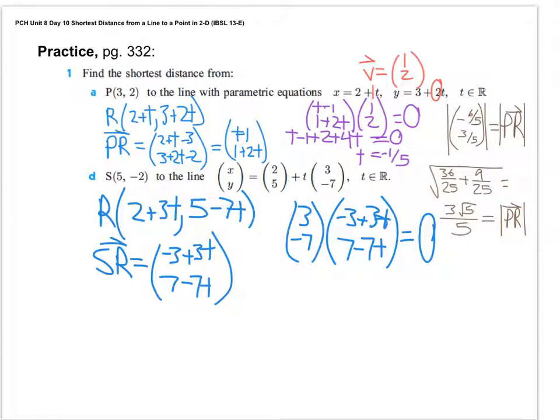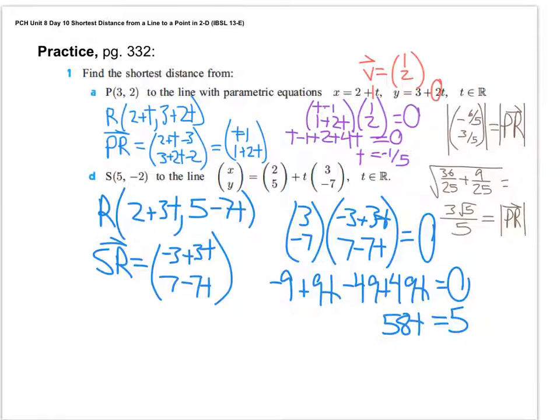All right, so what do we end up with? Anybody get t? -9 plus 9t minus 49 plus 49t equals 0. So you get 58t equals 58. So t equals 1. Okay? So now we plug it in, and we get SR equal to, what do we get SR equal to?